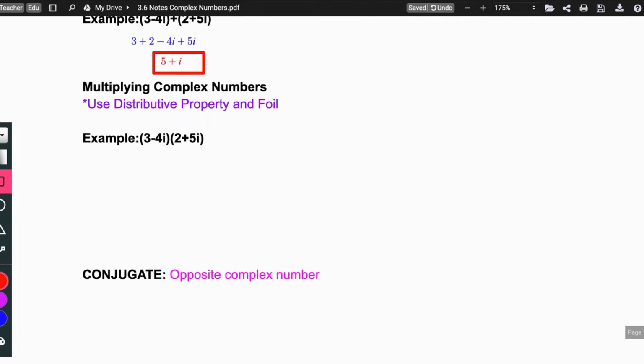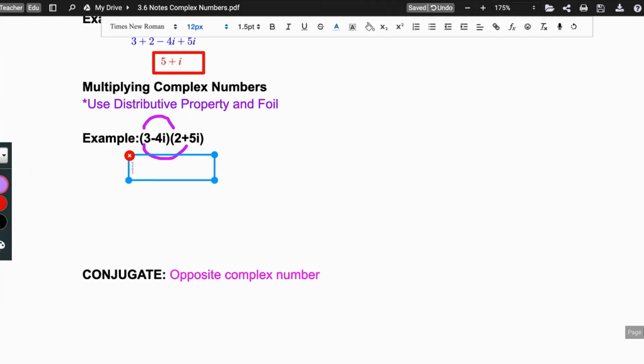All right, so we've learned how to add. Subtracting is the same thing, but of course, multiplying is a little bit different. In multiplying, we're going to use the distributive property and we're going to FOIL. If you remember that, in my middle school math classes, I called it the math rainbow. So I'm multiplying the 3 to everything and then the -4 to everything. So let's make some math rainbows. I'm going to multiply 3 to 2 and 3 to 5. So 3 times 2 is 6, and 3 times 5i is 15i. Okay.